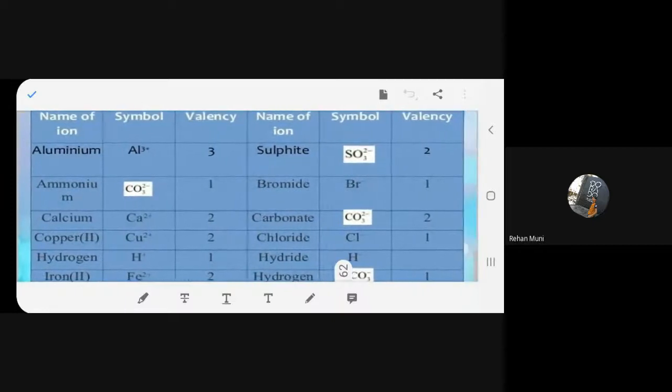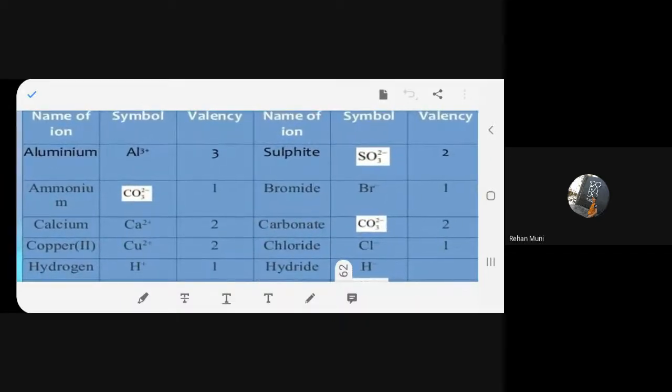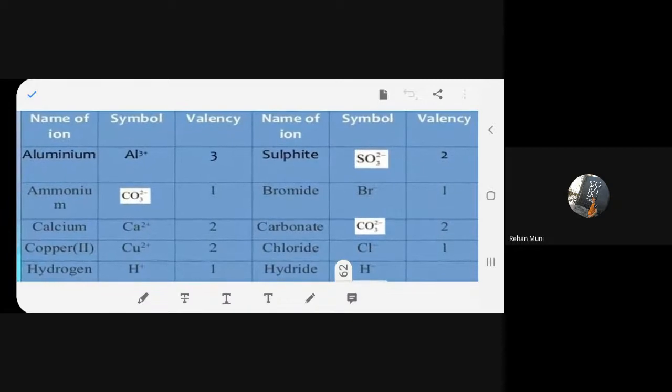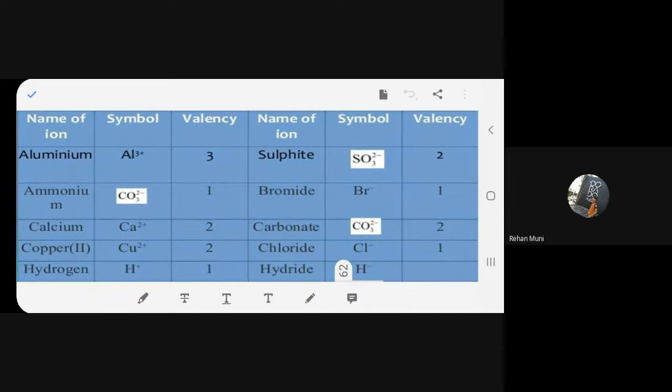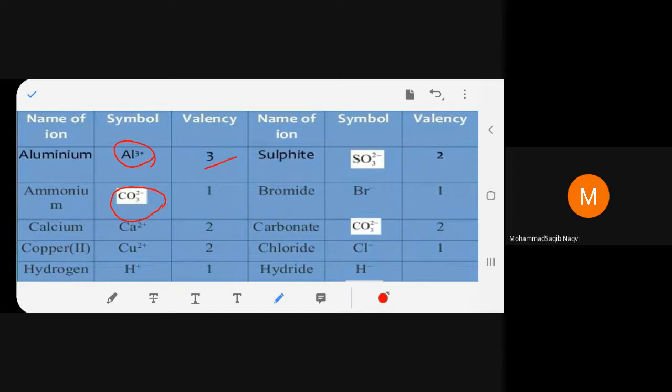I'm taking some more difficult ones now, or the combination of iron, aluminum, you get Al3+, what is the valency? 3. Right, beta? Ammonium, carbonate, it's just the carbonate. Okay. Something wrong, beta. We will not take this.